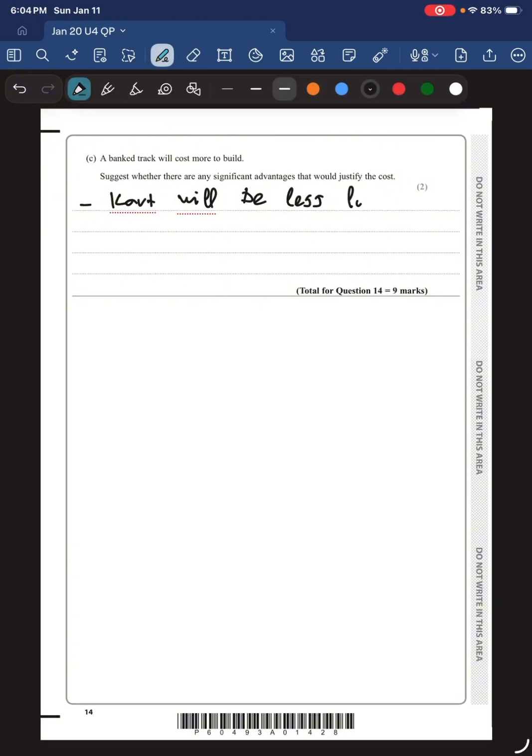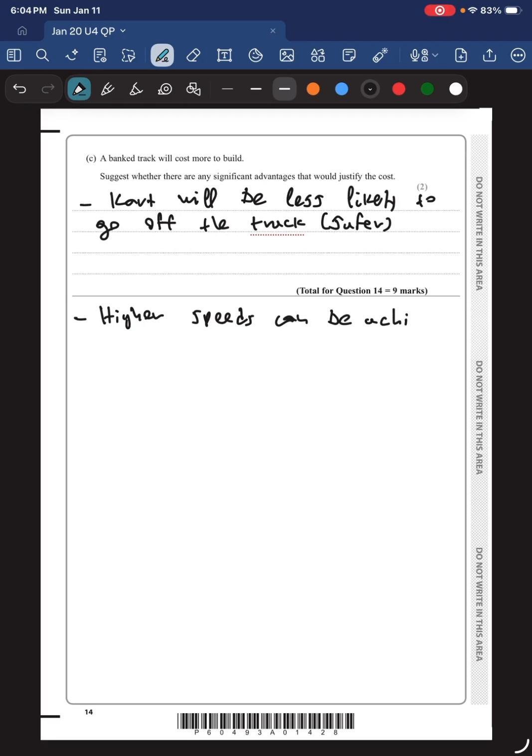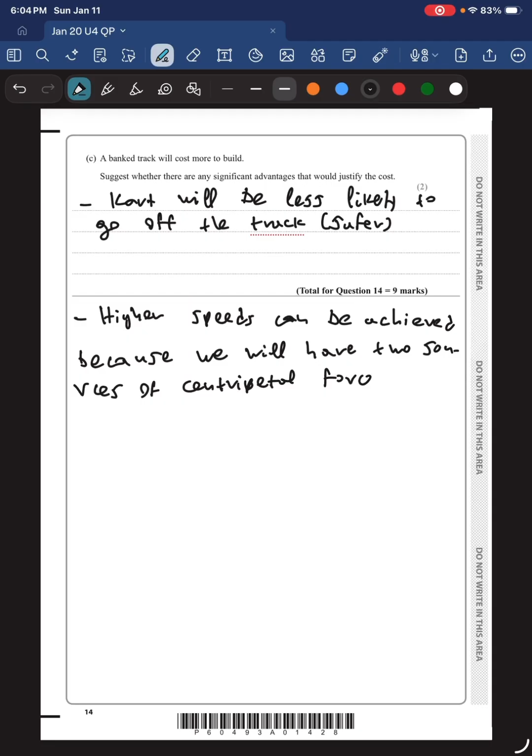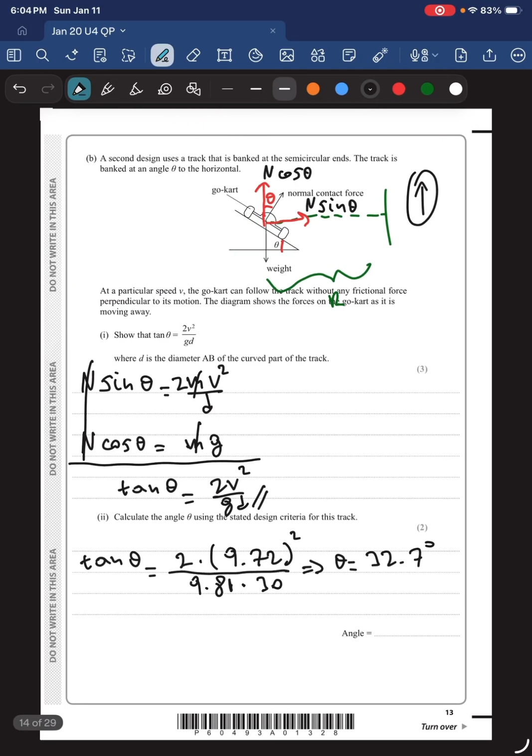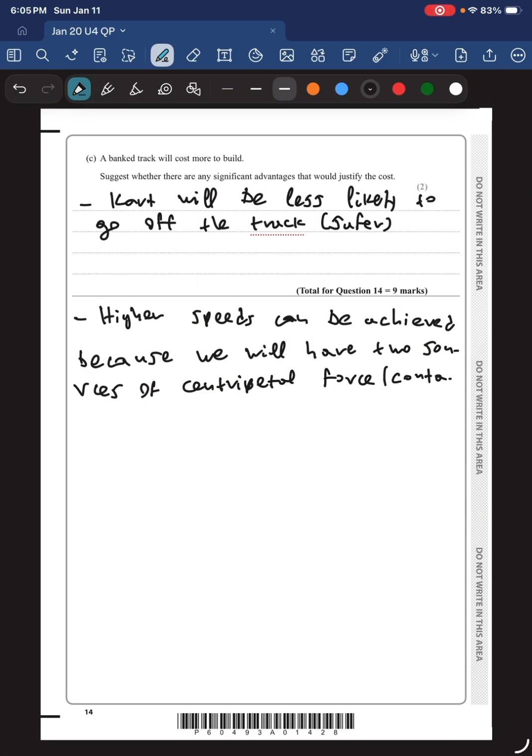Less likely to go off the track. So it's a safer option actually, okay? And also higher speeds can be achieved because we will have two sources of centripetal force, which will be the, how is it called, the contact force plus friction. So it kind of worth the money, I guess.